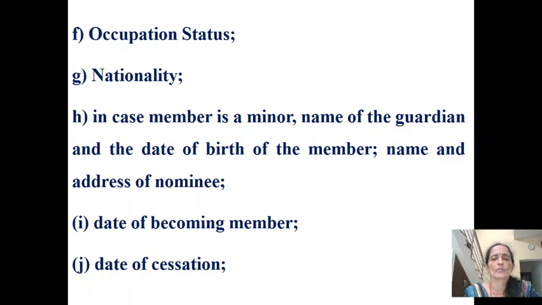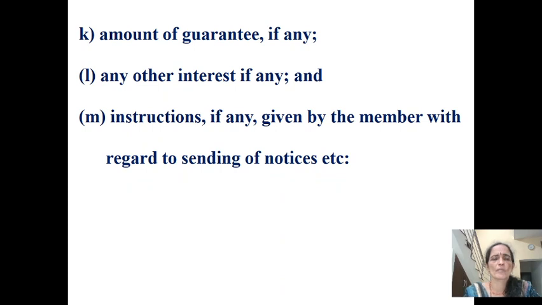guardian and the date of birth of the member, name and address of nominee, date of becoming the member, date of cessation, means the date on which his membership has been terminated, amount of guarantee if any, other interest if any, then instructions if any given by the member with regard to sending of notices, etc. So all particulars relating to the members must be stated in this statutory book called as Register of Members.